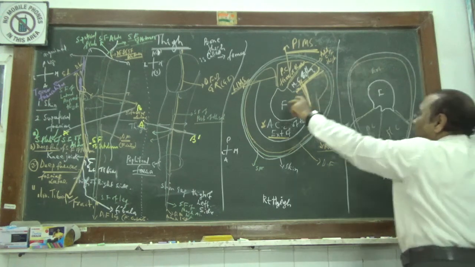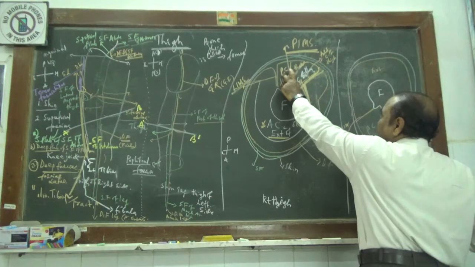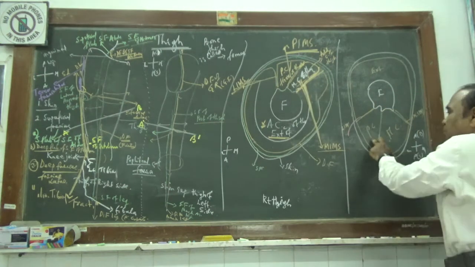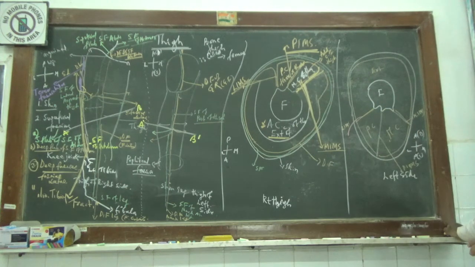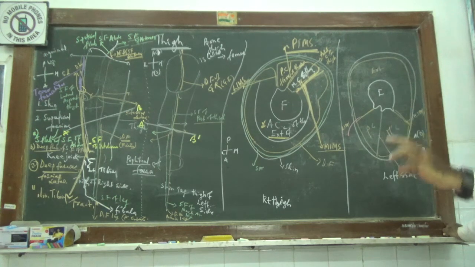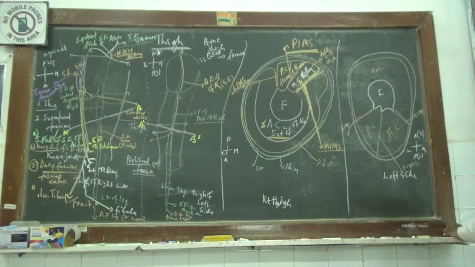Then the muscles which are there in the flexor compartment, the posterior compartment, are almost all the back muscles of the thigh, and these back muscles of the thigh are the main flexors, which act on the knee joint.